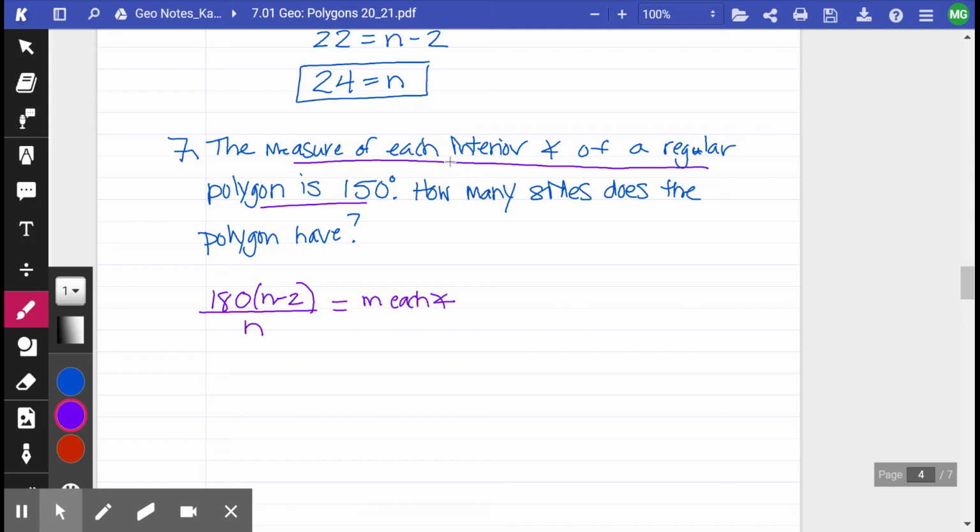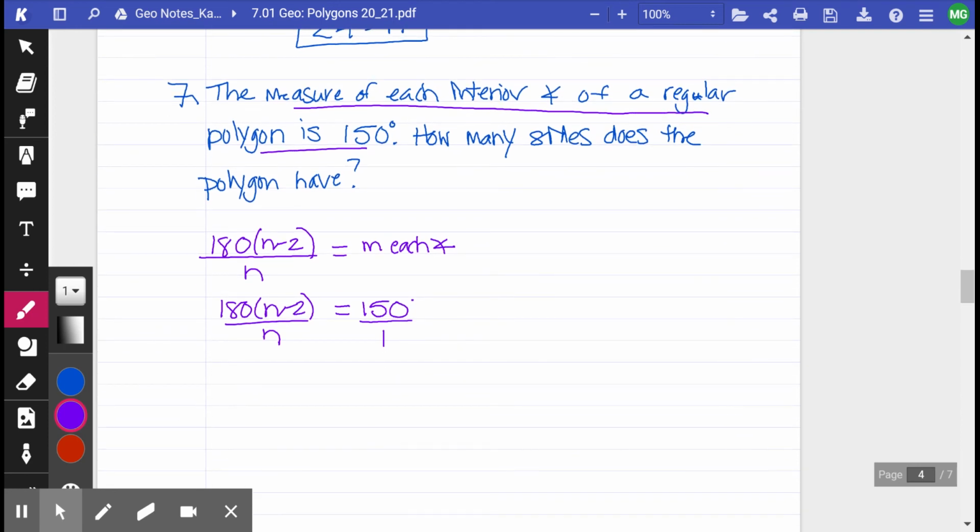Now I know each angle is 150 degrees. So then I could substitute that in for the measure of each angle. And now I just need to solve for n. Now I do have two n's here, so this one will be a little bit more challenging. But one way to start this is you could put 150 over 1 and then cross multiply. So go ahead and give this one a try, pause the video, solve it on your own.